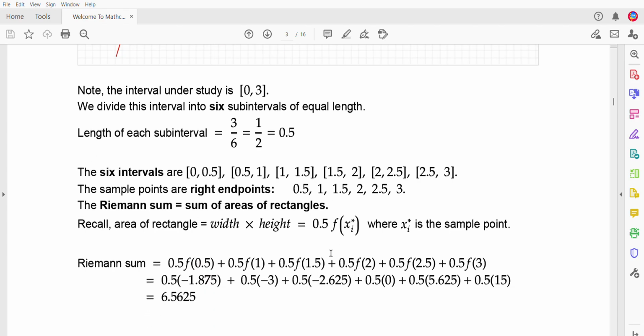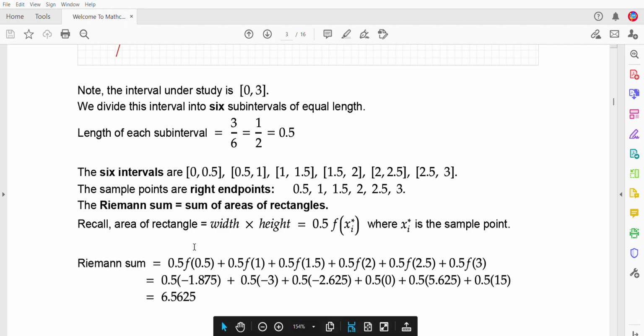In other words, for each rectangle, area is width times height. Width, if you remember, is 0.5. Height is given by your function at your sample point. So, 0.5 width times the height for the first rectangle, sample point is 0.5, plus 0.5 times f at 1, plus 0.5 times f at 1.5, 0.5 times f at 2, 0.5 times f at 2.5, 0.5 times f at 3.